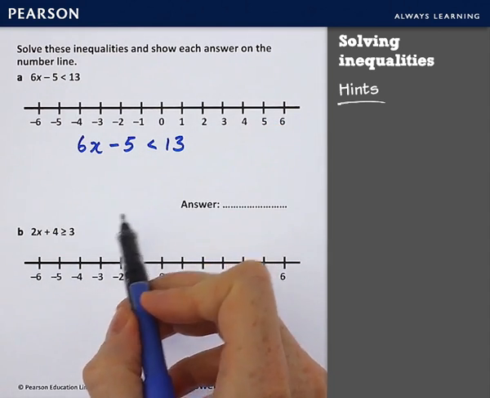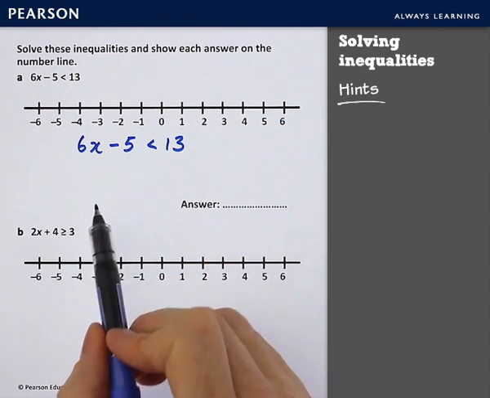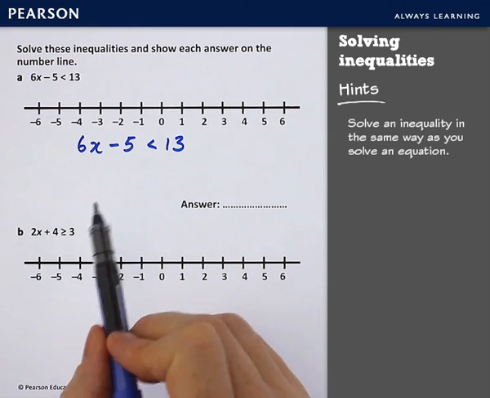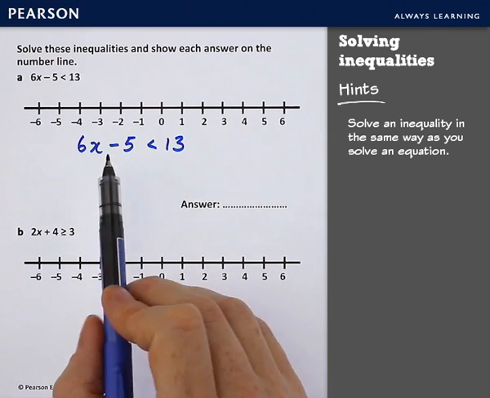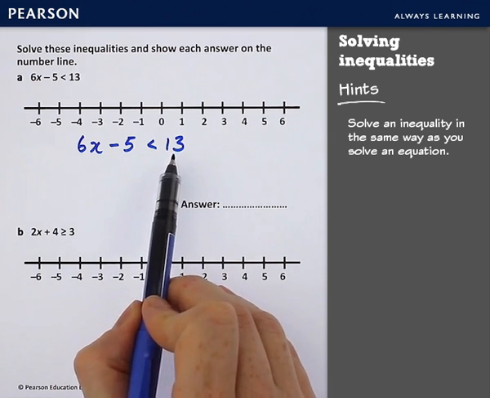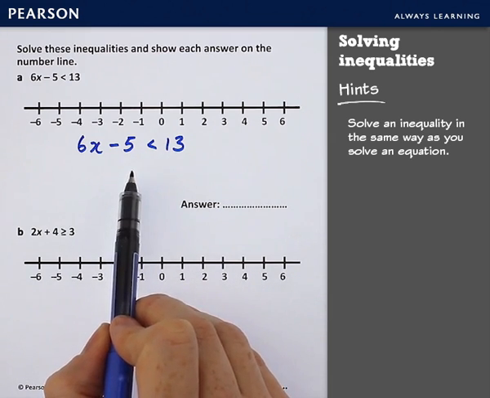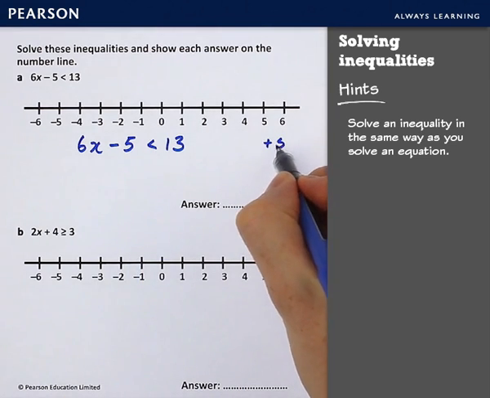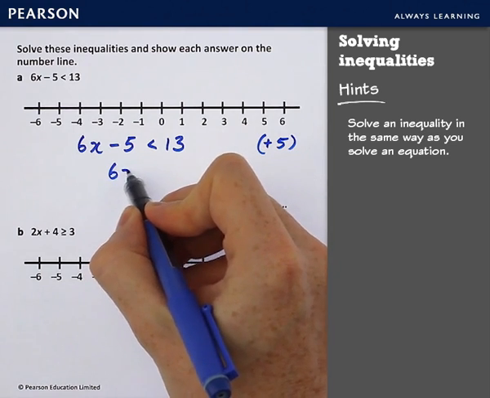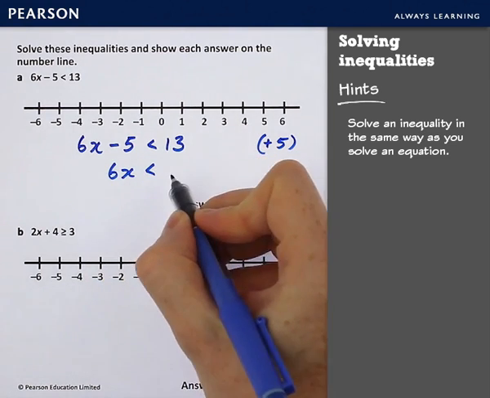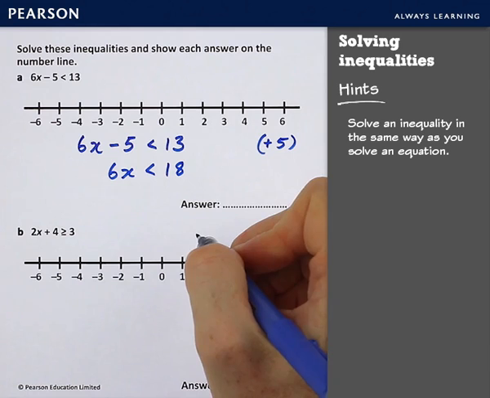You can do this in exactly the same way as you solve an equation, using inverse operations. You have to do the same thing to both sides of the inequality at each stage. Start by adding 5 to both sides. Remember to write the inequality correctly in each line of your working.